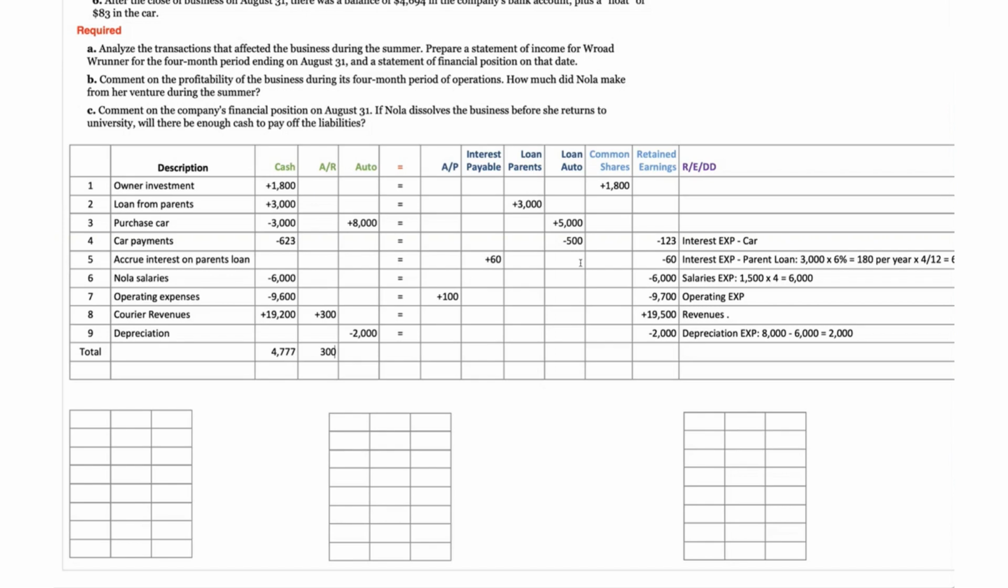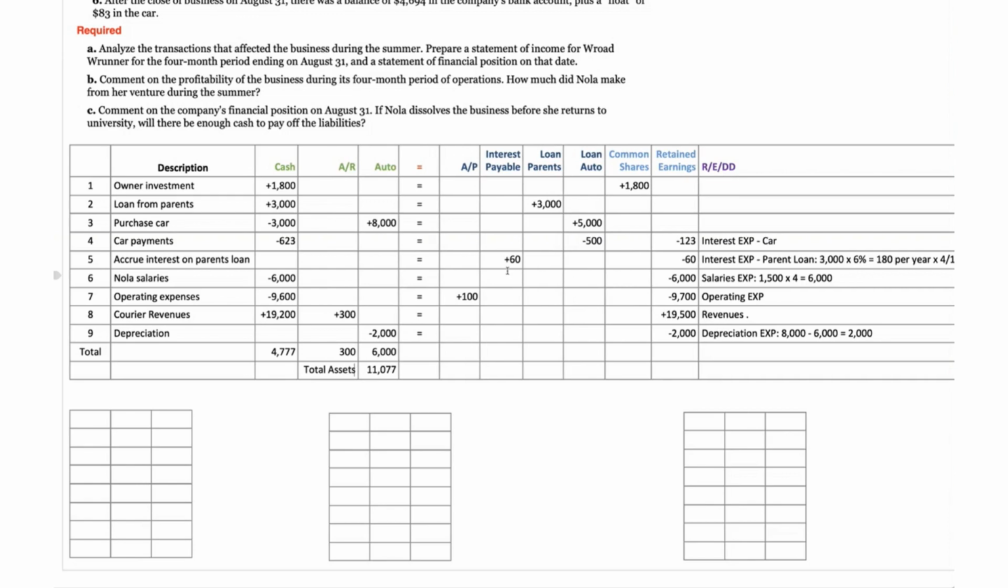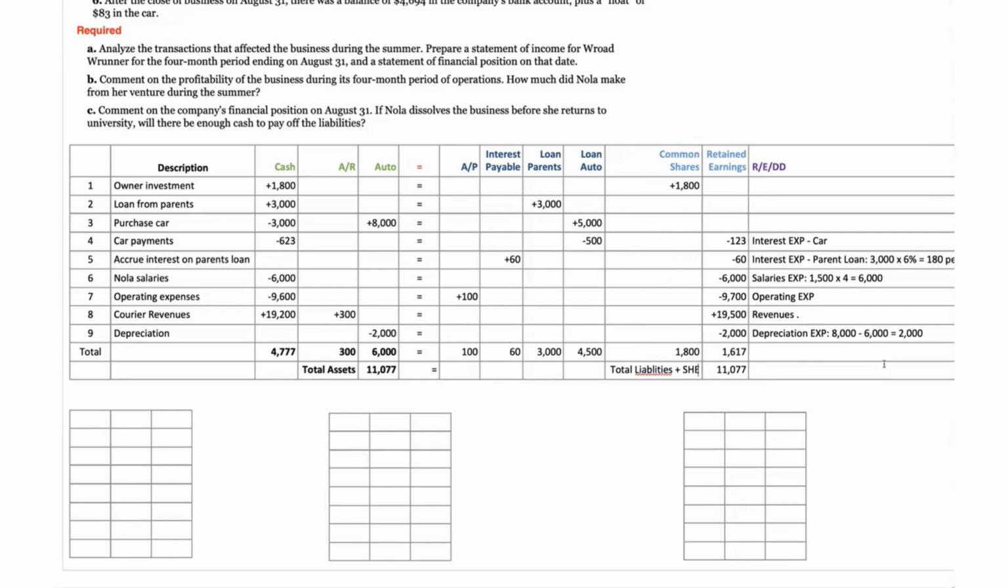477, 300 in accounts receivable, 6,000 in automobile, 11,077, and we can say that this is total assets. And same thing for the other column, 163,000, 4,500, 1,800, and 1,617. And these also add up to 11,077. This is total liabilities plus shareholders' equity.